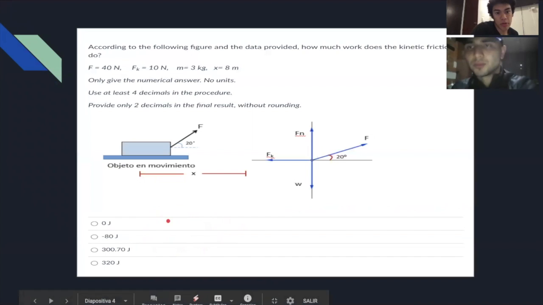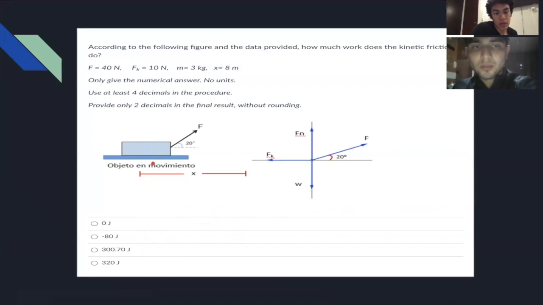So here we see the problem, where an object in movement is moved by a force or a tension. Here we have the free body diagram, where we can see all the forces acting on this box. We can see the kinetic friction, the normal force, the weight, and lastly the applied force. If we divide it, we have a force in X and another force in Y. So let's start with the procedure.